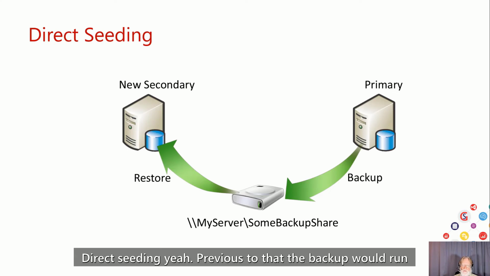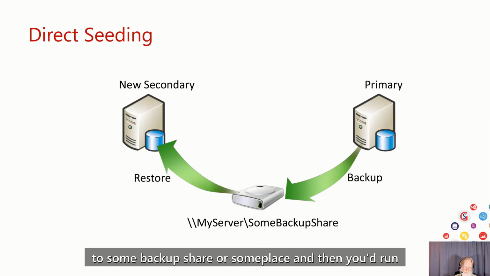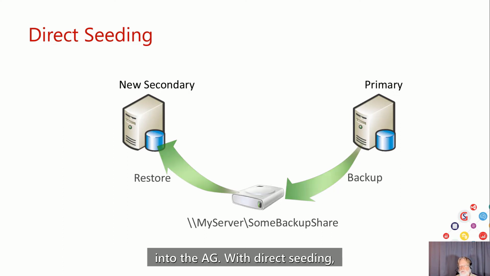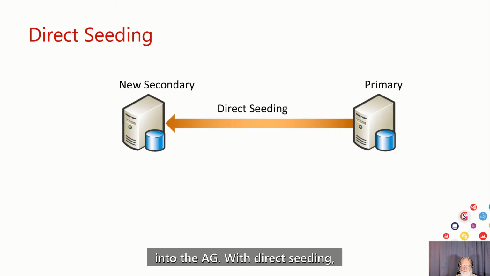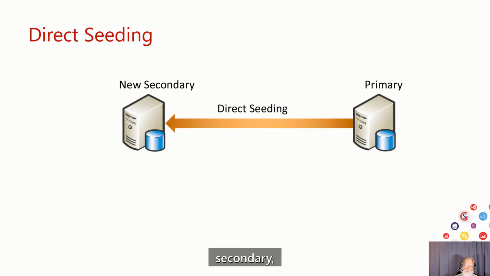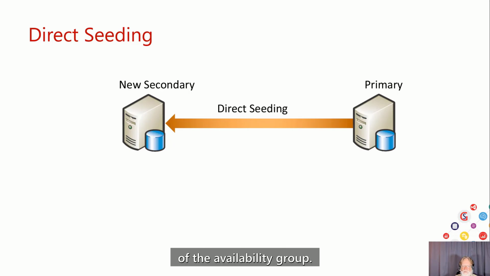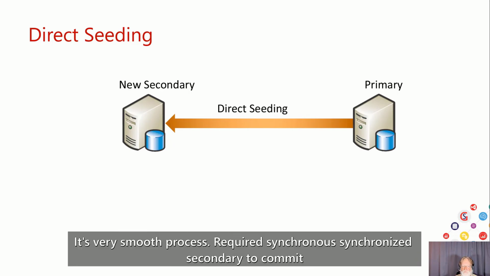Direct seeding. Previous to that, the backup would run to some backup share someplace, and then you'd run restore to the new secondary, and then you join it into the AG. With direct seeding, we send the backup data directly from the primary to the secondary, and when the restore completes, it's online as part of the availability group. It's a very smooth process.